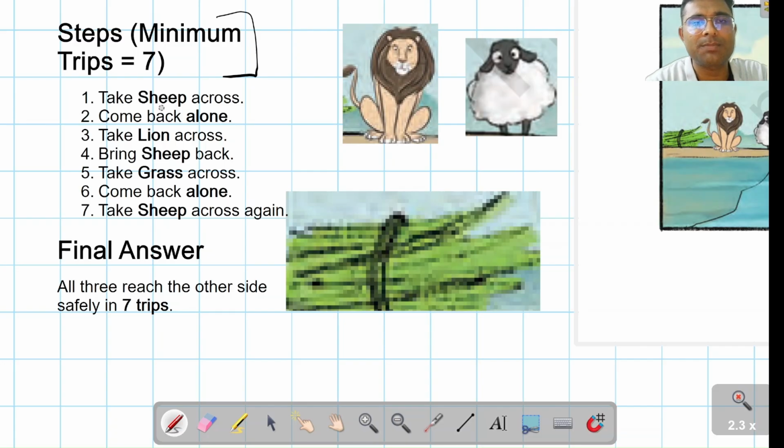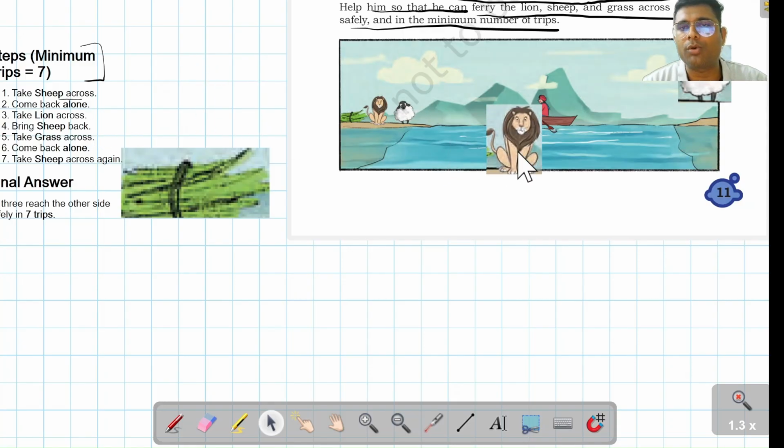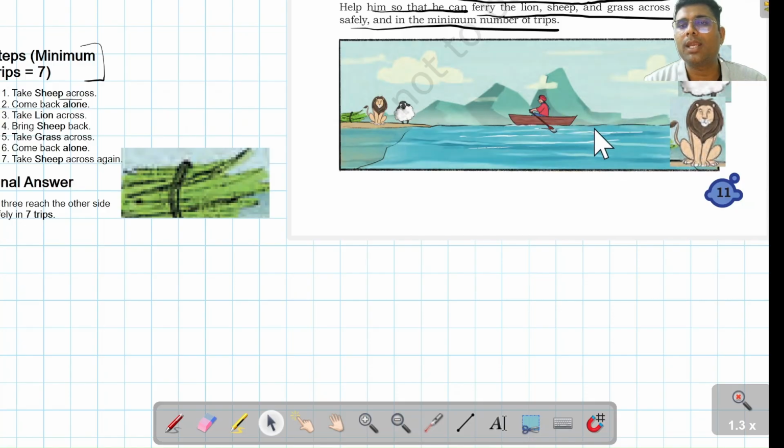First, take the sheep across. So first he takes the sheep across. So the sheep comes to this side, okay, and the boatman comes back alone. Then take the lion across. So now the boatman will take the lion to the other end of the shore. And now in the fourth step, bring the sheep back. So now the boatman will bring the sheep back.